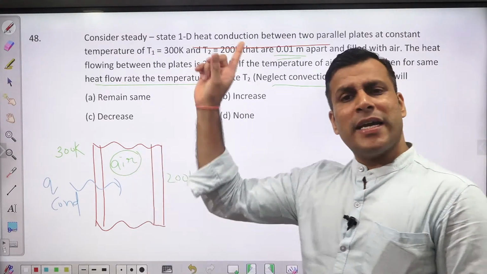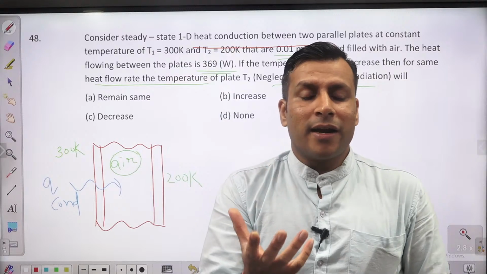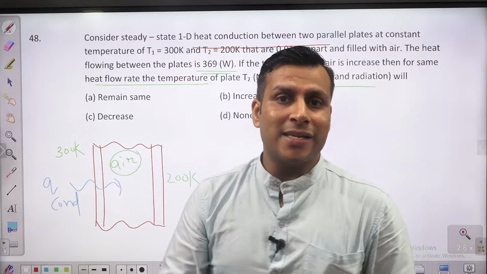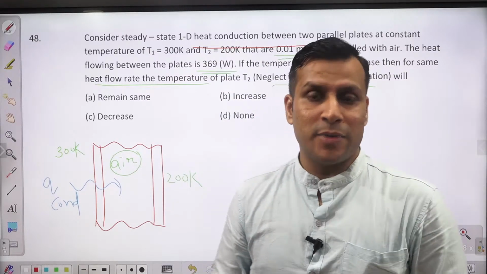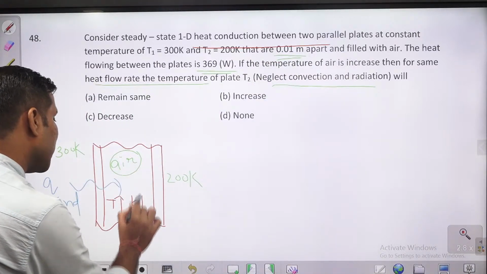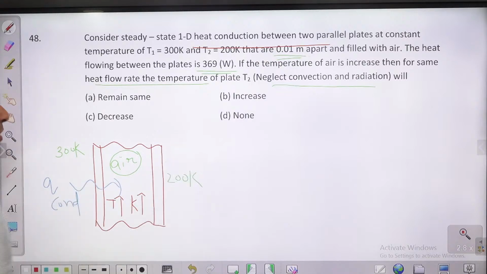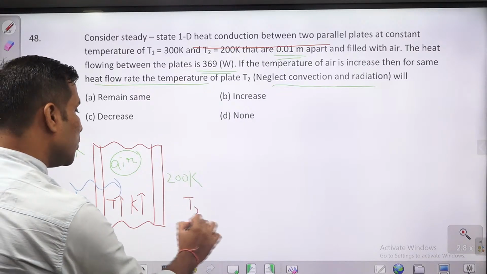So if the temperature of the air is increasing, what it is indirectly telling you is that the air conductivity is going to increase, because air is a gas. The conductivity of gases increases with the increase in temperature. So as the temperature increases, its conductivity also increases. So the more the conductivity, the less the temperature gradient, meaning this T2 is going to increase.